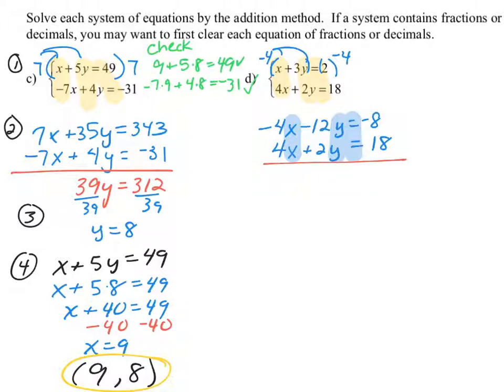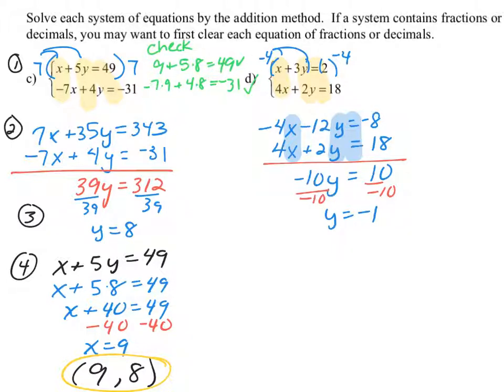So I add negative 4x and positive 4x is 0. Those are opposites. Those will always equal 0. And negative 12y plus 2y is negative 10y. And negative 8 plus 18 is positive 10. Now, by dividing both sides by negative 10, I get y is equal to negative 1. That's our step number 3. We solve for that variable.